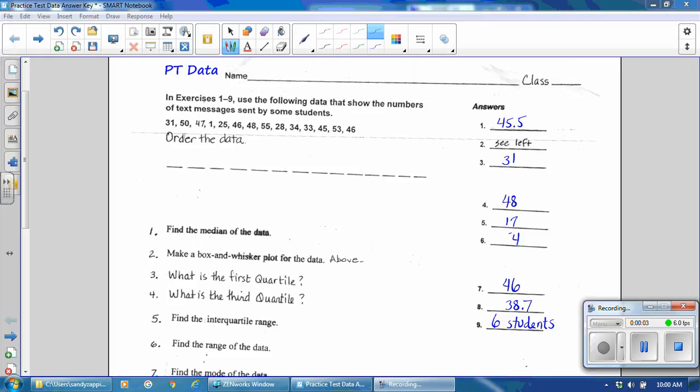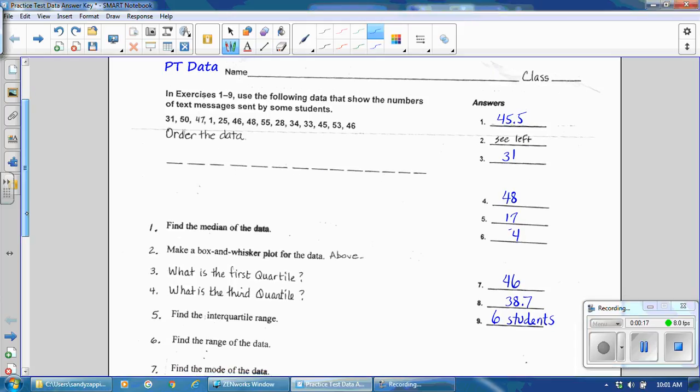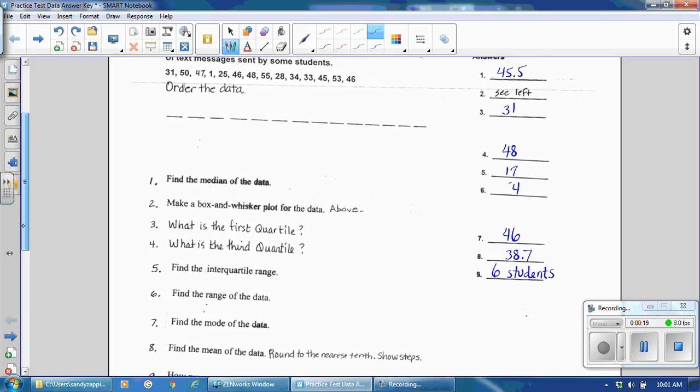This is Mrs. Appia with the answer key for the practice test for data, reviewing mean, median, mode, and general statistics. So we'll go through the answers first, and then I'll show you step by step how to work each problem. So here are the answers for numbers 1 through 9. Go ahead and correct those.